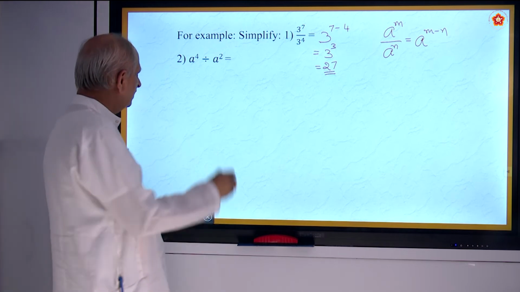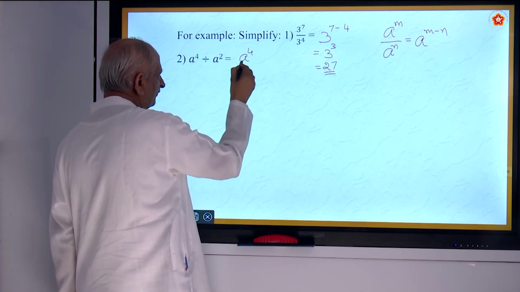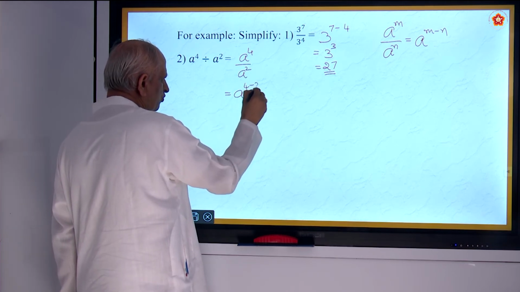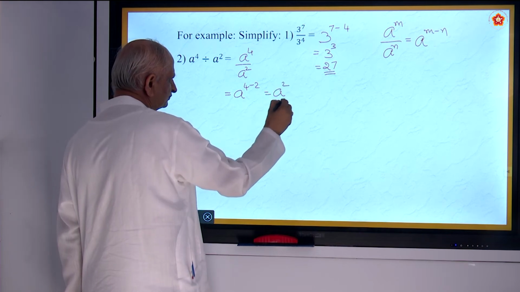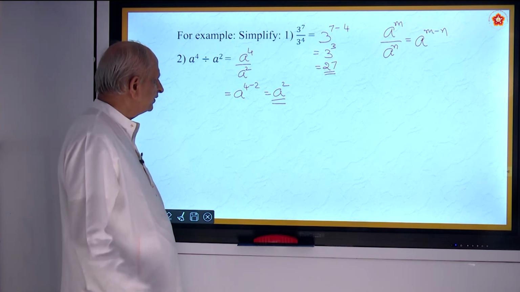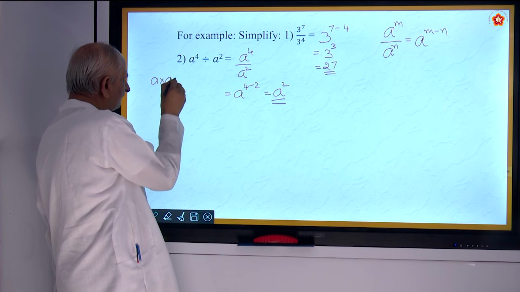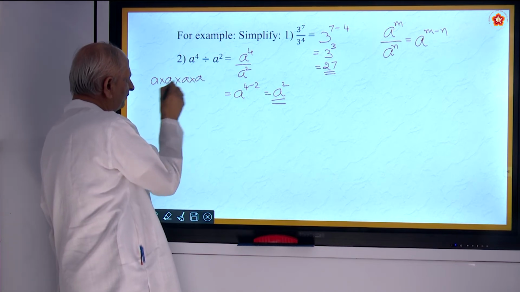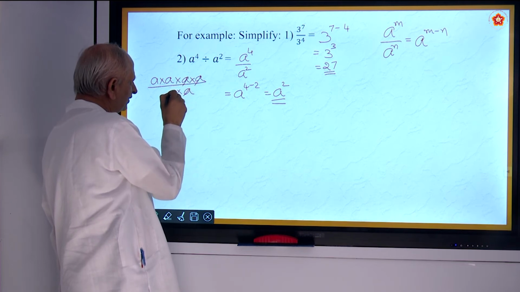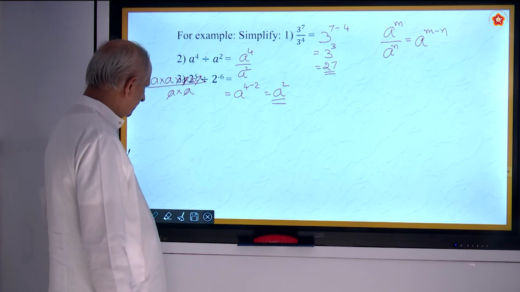Correct? Coming to this, a to the power of 4 by a to the power of 2 means a to the power of 4 minus 2, that is a square. 4 minus 2 is 2, a square. You can verify it also. What is a to the power of 4? How many times a? 4 times. Denominator you have a 2 times. So these 2 cancel. What remains? a square remains. Correct?